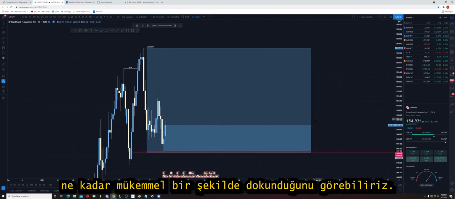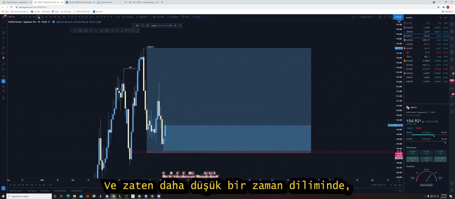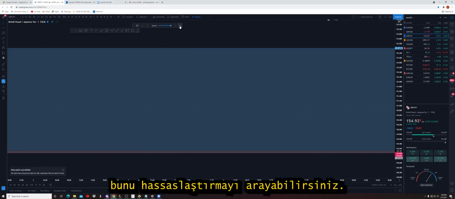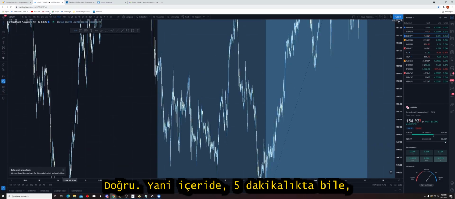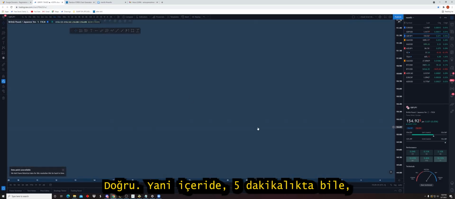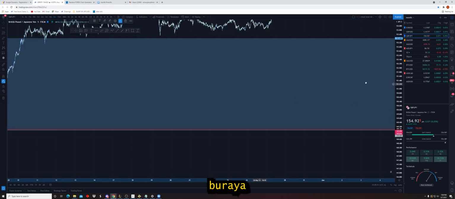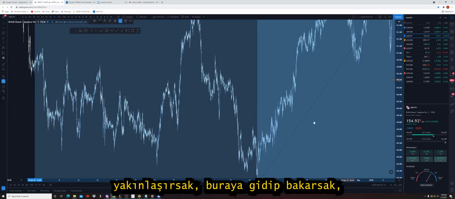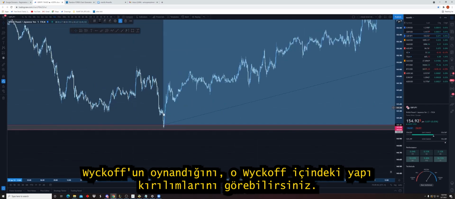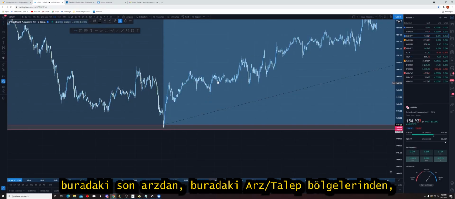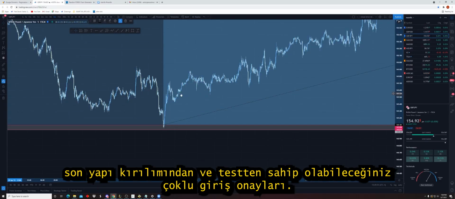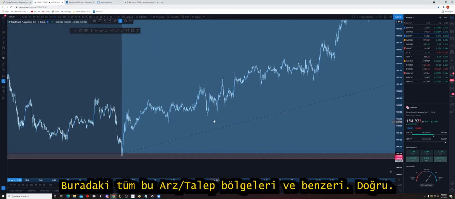And already on a lower time frame, you can look to refine that, or look at the refinement entries inside there. Oops, sadly, I did that again. Let's go back to a 15-minute. Right, so inside here, even on a 5-minute, if we went ahead and let's zoom into here. If we went ahead and looked at here, you can see that we already have Wyckoff playing out. The breaks of structures in that Wyckoff, the multiple structure breaks inside there, and the multiple entry confirmations you could have had off the Wyckoffs in here, off the last supply and demand zones in here, off the last breaks of structure and tests of those supply and demand zones here, and so on and so forth, right?